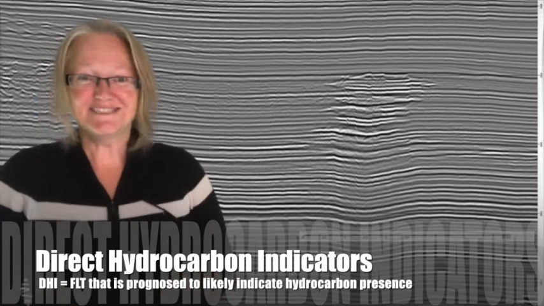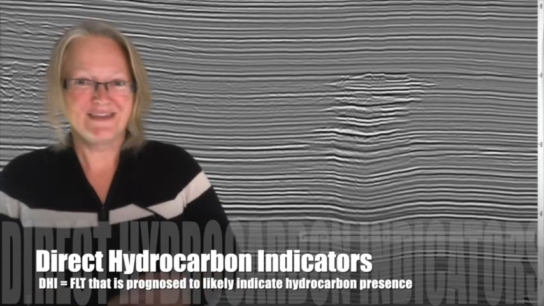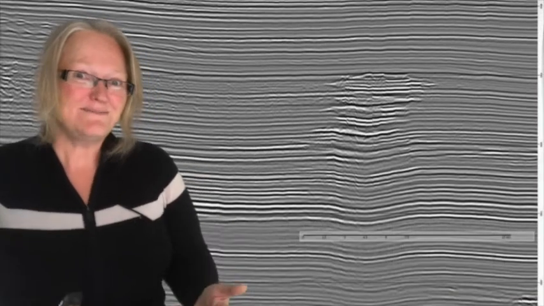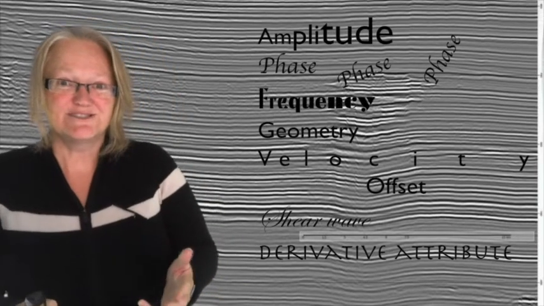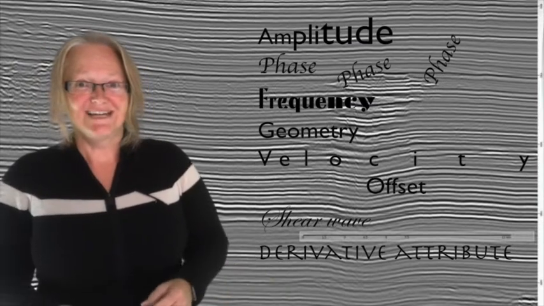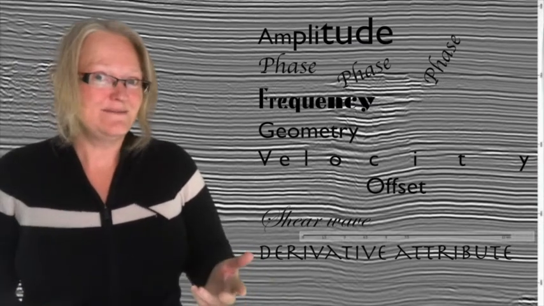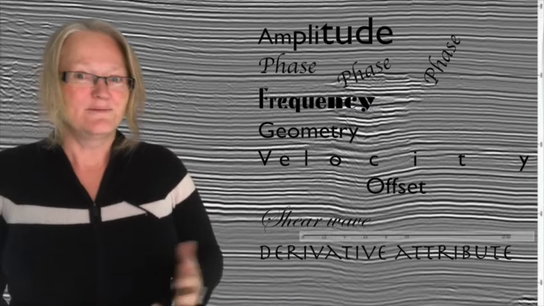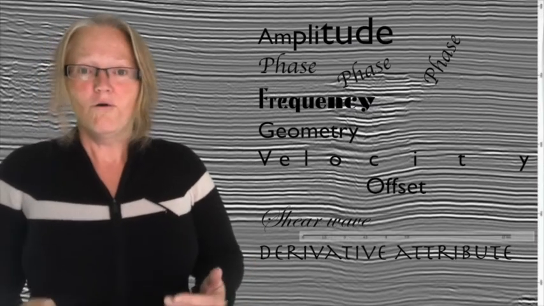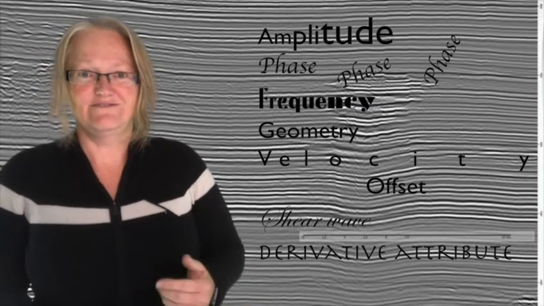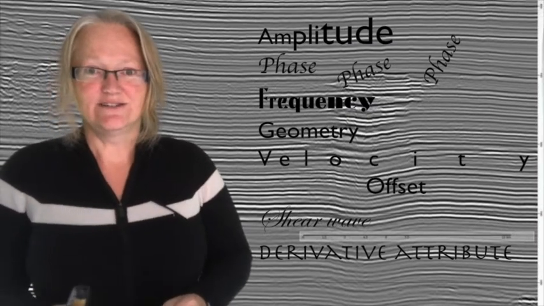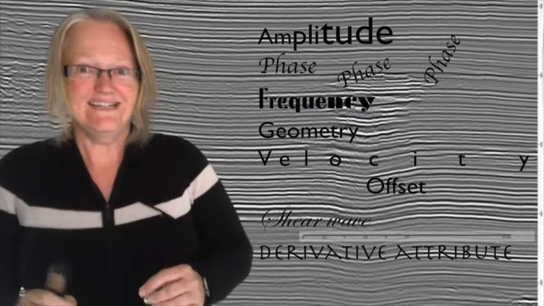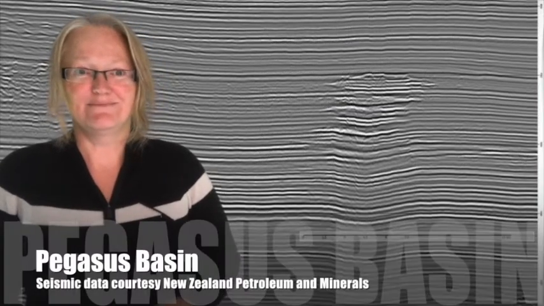So now let's go looking in the subsurface. We could be looking for amplitude changes, phase changes, frequency, geometry, checking out the offset, understanding the velocities. Maybe that indicates a DHI. We could be looking at shear wave, or we could be considering derivative attributes. Again, a DHI is only an FLT that we believe indicates the presence of hydrocarbon.